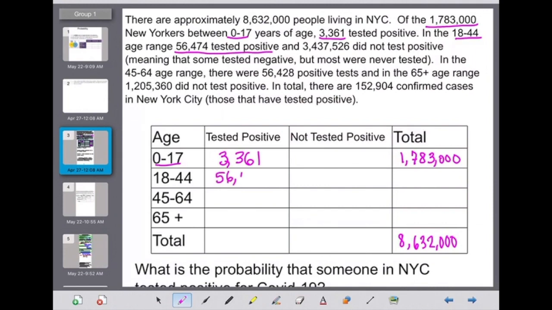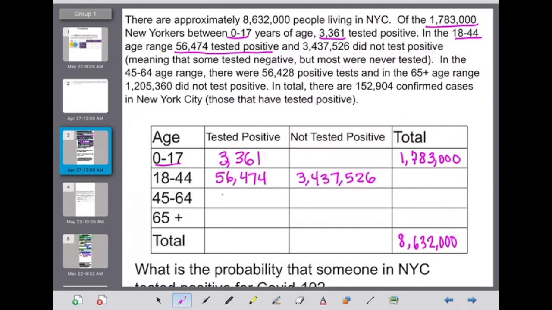56,474. And then 3,437,526 did not test positive, meaning that some tested negative, but most were just never tested. So it doesn't mean that they didn't have coronavirus, it just means that they were not tested for it.